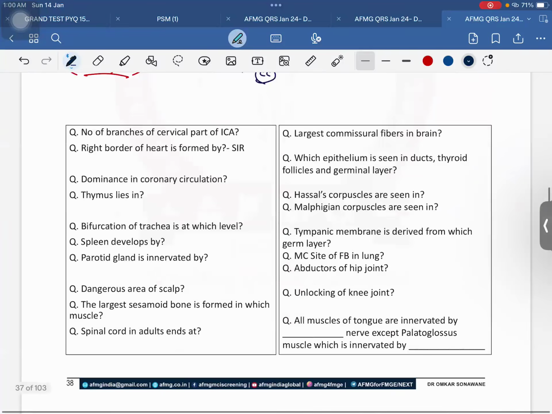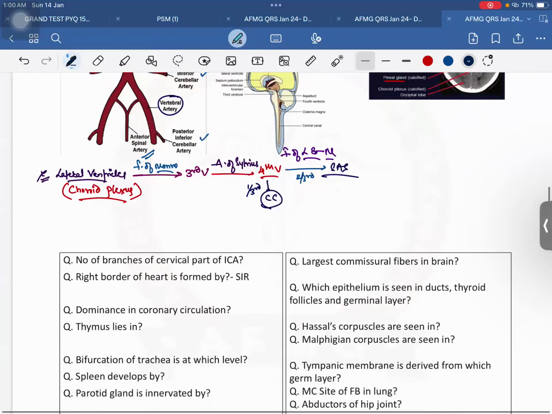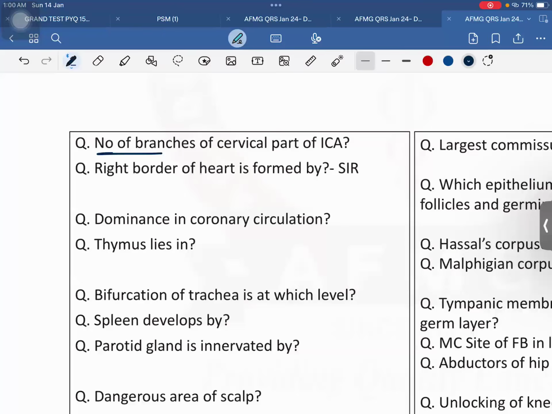Okay. Next, if I talk about the important one-liners: the number of branches given by the cervical part of the internal carotid artery. When the internal carotid artery passes through the neck, it gives 0 branches. The external carotid artery gives 5 branches in the neck, but the internal carotid gives 0 branches in the neck. It is going to supply the brain of the patient.